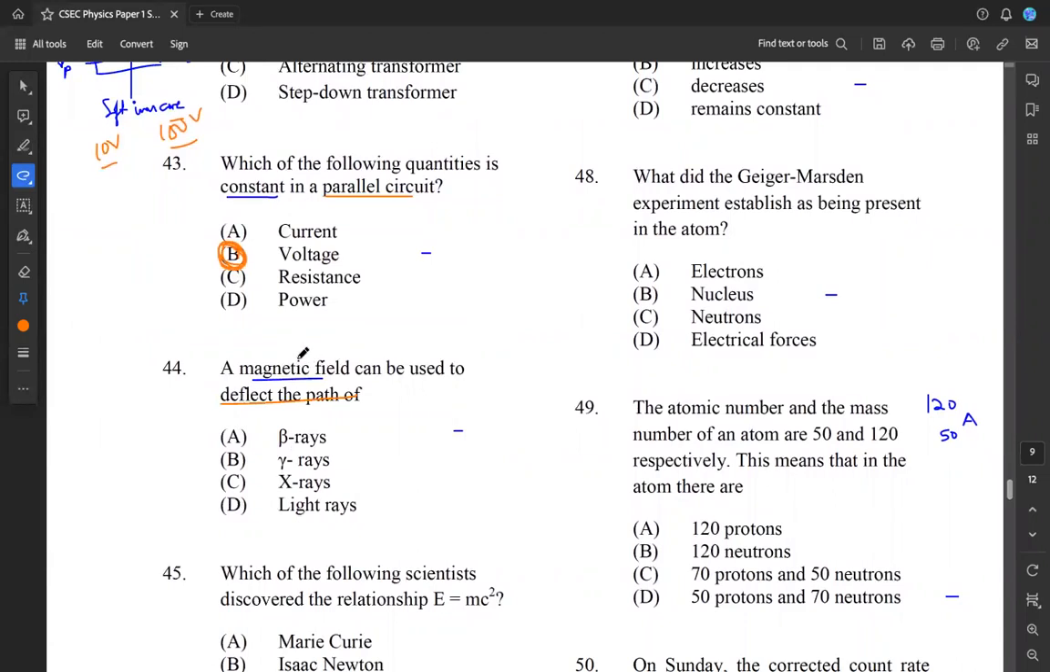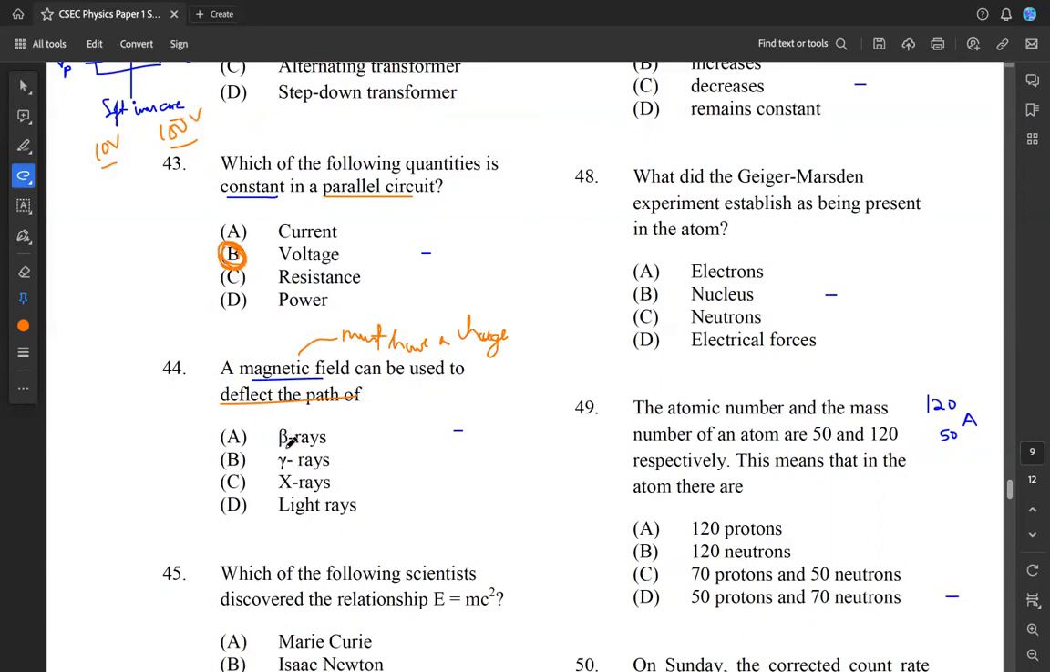In order for a magnetic field to deflect anything, the thing, that ray, has to have a charge. The ray or the particle that we're looking at must have a charge in order for it to be deflected. If it doesn't have a charge, it's going to be undeflected. So when we look at our answers, what we're looking for is something that has a charge. Any kind of charge, positive or negative, but it has to have a charge in order to be deflected in a magnetic field.